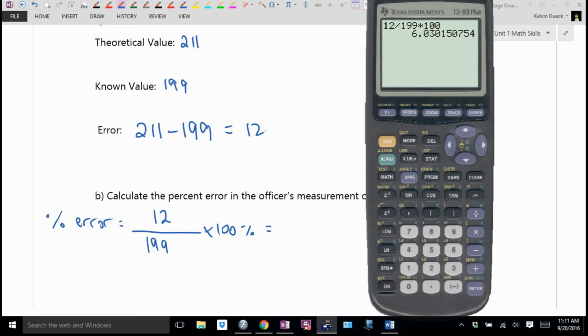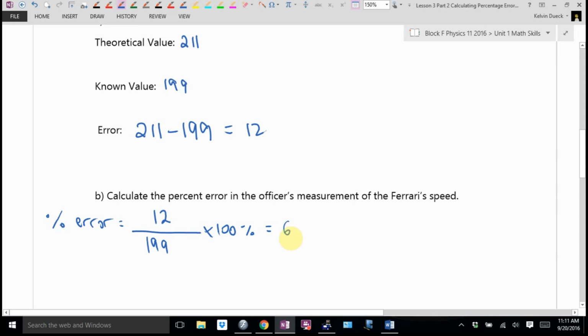I'm going to go to 2 sig figs. If I go to 2 sig figs, how would I write this? 6 would be wrong. 6.0 would be accurate to 2 sig figs, right? So 6.0%. This radar gun is off by 6%.